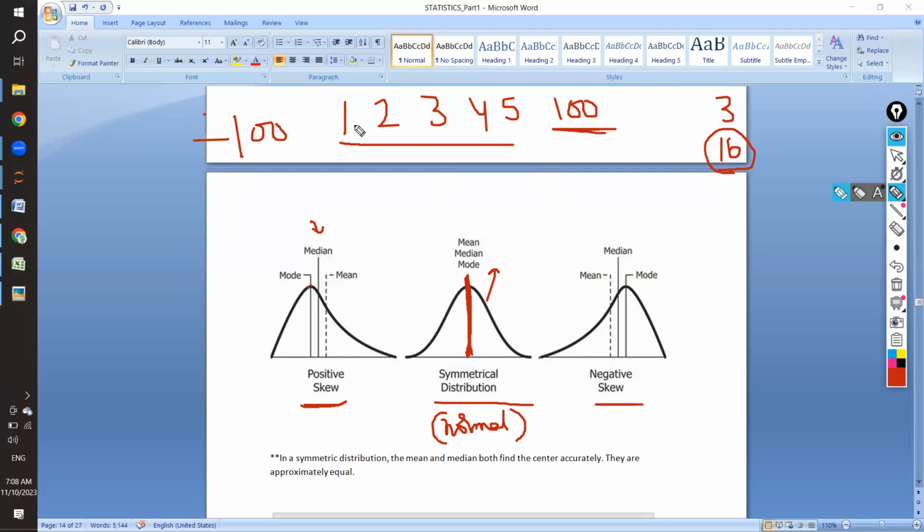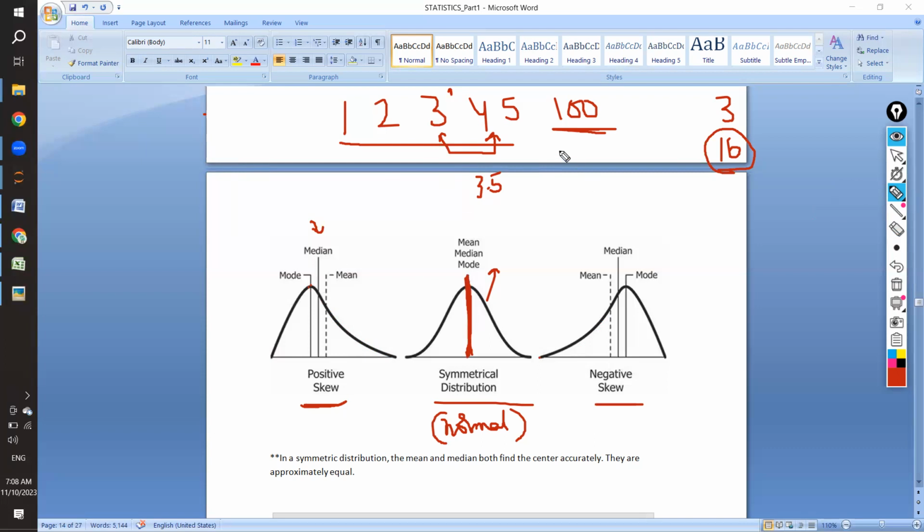Median has a small shift because one number will shift. Earlier there were 5 numbers, 1 2 3 4 5, now there are 6 numbers, right? For 6 numbers, we need to sort them, take the middle two numbers and take the average of them. 7 by 2, 3.5. So 3.5 will be the median. If you add 100, it's 3.5. That means from 3 to 3.5 it will just shift, a small shift.